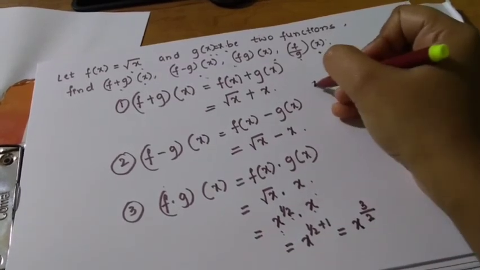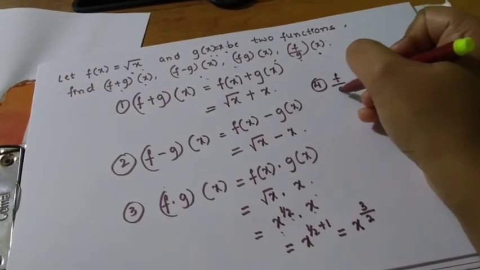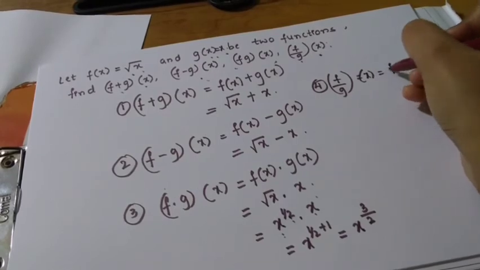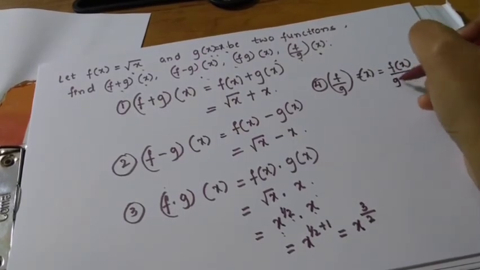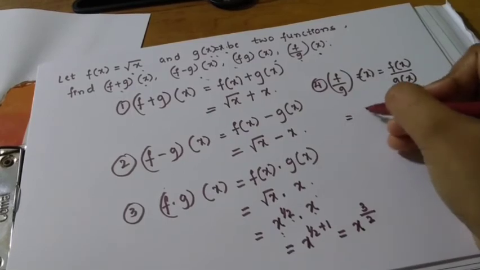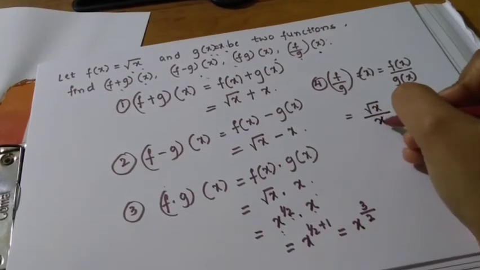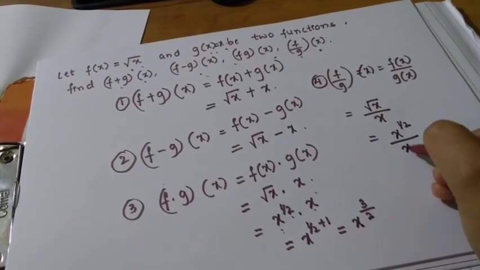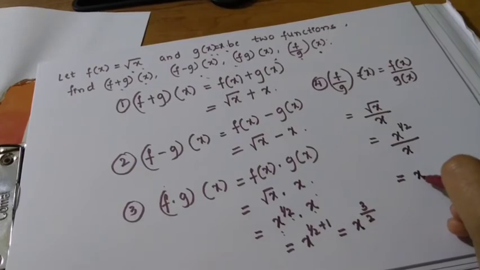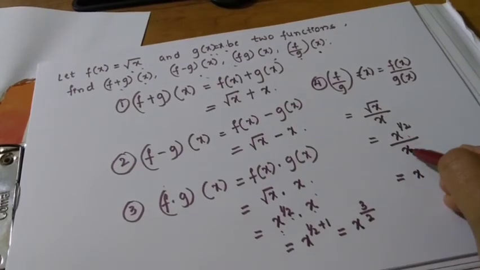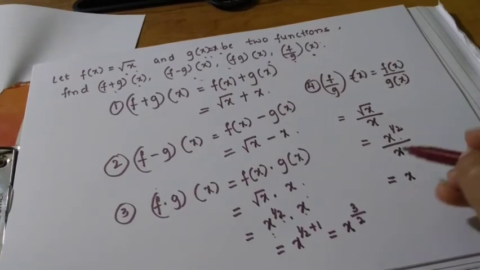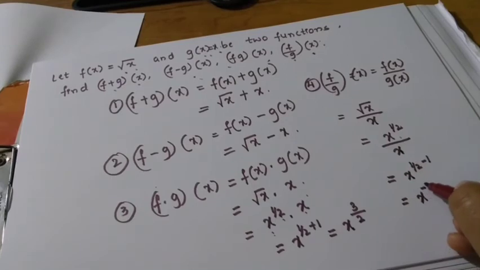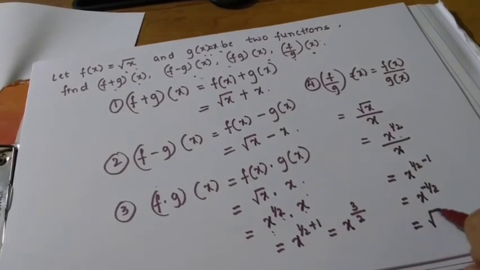Next, the fourth one, f divided by g of x is equal to what? f of x divided by g of x. What is f of x? Root x divided by x. Root x, again you can write x raised to 1 by 2 divided by x, which is equal to x raised to, this is a raised to m divided by a raised to n form. So that one you write it as a raised to m minus n. 1 by 2 minus 1. So x raised to minus 1 by 2. So this is 1 by root of x.